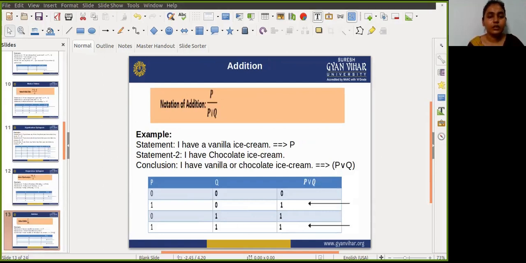Next one is the addition. Okay, so the addition rule is one of the common inference rules, and it states that if P is true, then P or Q will be true. Okay, if P is true, then P or Q will be true. So we are taking an example. If I have a vanilla ice cream, that is P. Okay, and statement 2 says that I have a chocolate ice cream. Okay, so the conclusion is I have vanilla or chocolate ice cream.